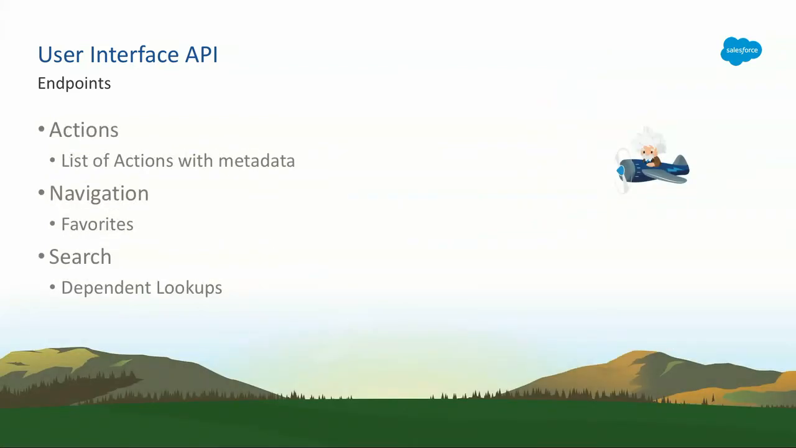Other endpoints that are supported are actions. So you can get the list of actions with metadata. For that, we usually think about custom buttons. We have navigation with favorites, so you can manage your favorites. You can add and edit those. It also supports searching for dependent lookups. So if you have dependent lookups on, say, an edit screen, you can use the search function to find the records that you actually need.